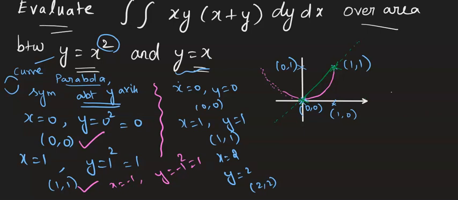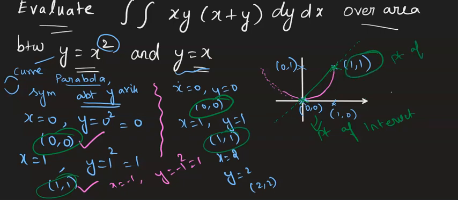Now if you notice, what are the common points? 0 comma 0 and 0 comma 0 are common points. This is a point of intersection, where these two curves meet. Again 1 comma 1 and 1 comma 1 is also a point of intersection. How to find the point of intersection? If we map it like this, you can get the idea, or substitute y equals x in this equation. If I substitute y equals x, then what I will get? x equals x square.